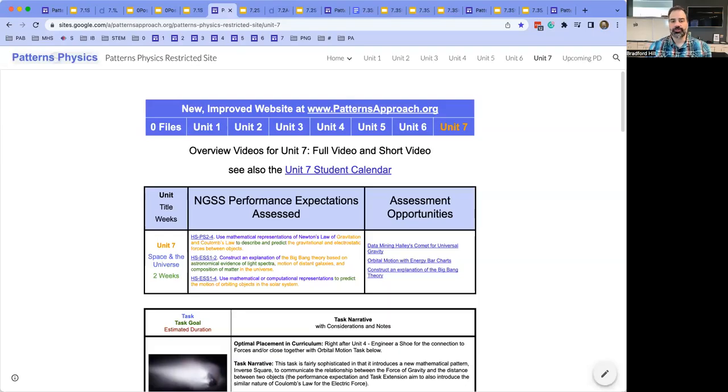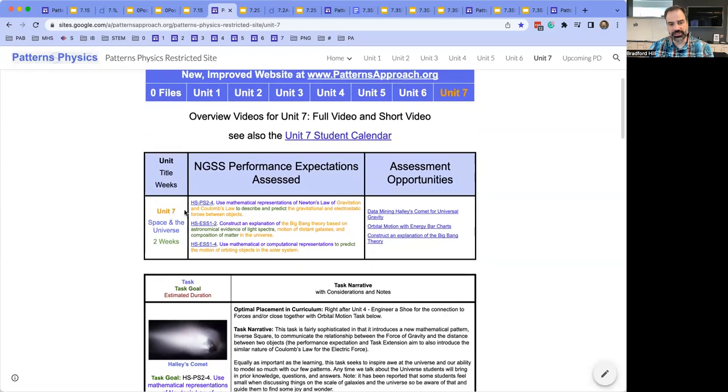Here we are with the overview of Unit 7, themed on space and the universe. And before I get to the performance expectations, I just want to say this unit is meant to be fun and inspire awe with students. So, lots of great videos, beautiful pictures, lots of hooks for students to just really appreciate. All right, so this unit develops three performance expectations: universal gravity, orbits in our solar system, and the evidence for the Big Bang.